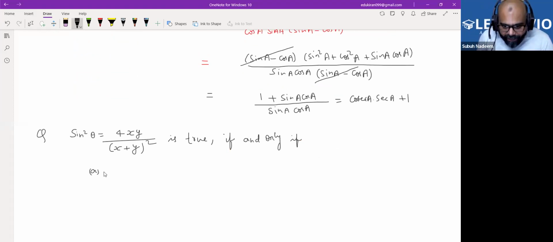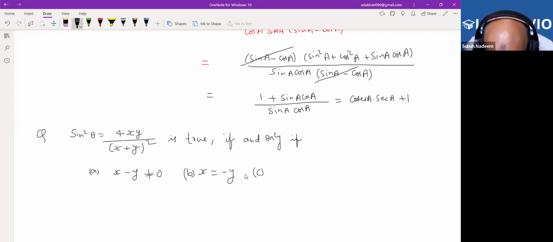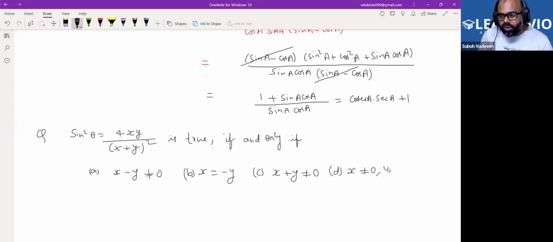Option A, x minus y is not equal to 0. Option B, x equal to minus y. Option C, x plus y is not equal to 0. Option D, x not equal to 0, y not equal to 0.